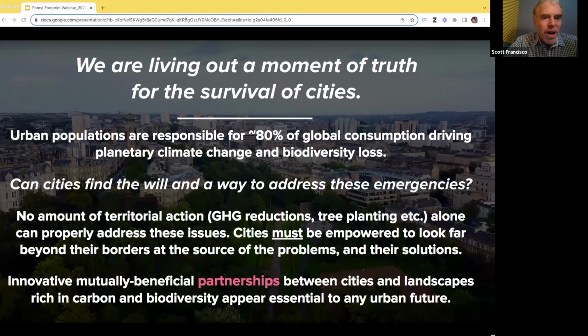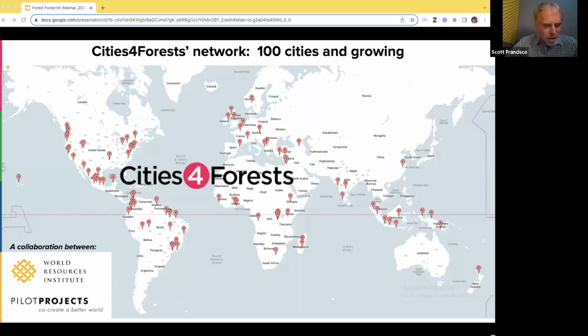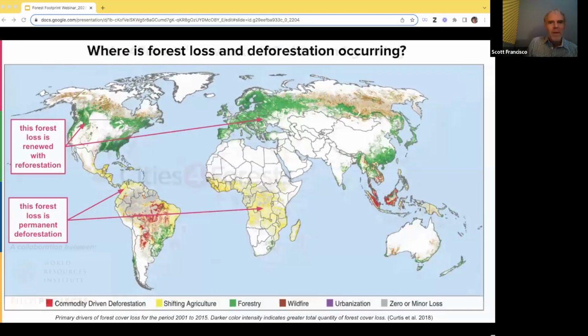And we feel very strongly that cities need to take a kind of action that goes beyond simply looking at their own territorial emissions and impact, and extending that leadership and influence out to the world. So Cities for Forests is a network that's been growing since it was founded in 2018, from the first 45 cities to now over 100 cities. This is a snapshot of the map on citiesforforests.com. You can go and look at all of the cities that have joined this initiative and collaboration.